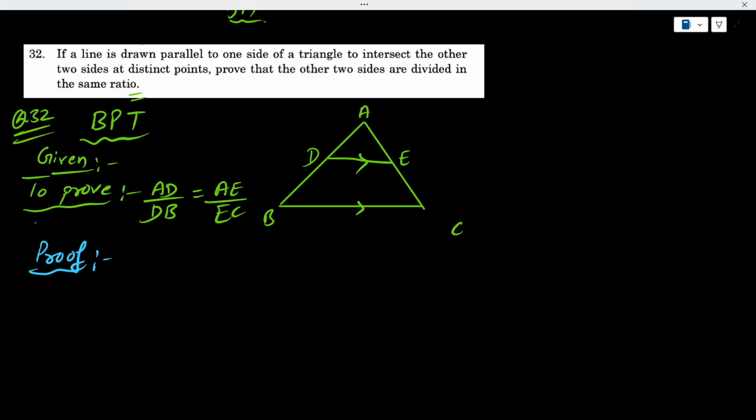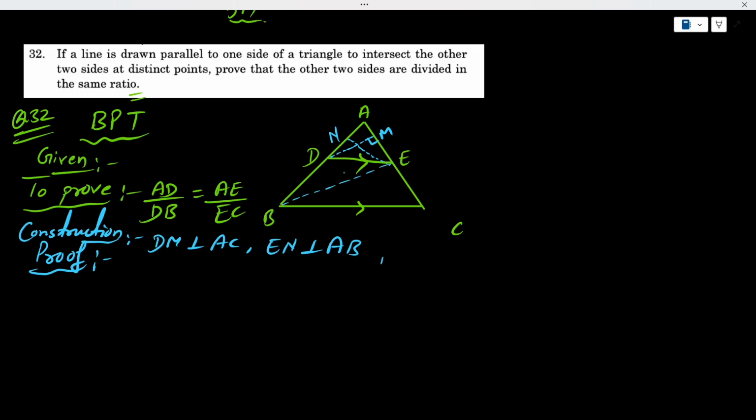After this, a construction is also required. What do you do in construction? This part you have to remember, right? Construction: you draw DM perpendicular on AC and then EN perpendicular on AB, right? So I take DM perpendicular to AC, and EN perpendicular on AB, and then you join BE and CD. Please draw a neat figure here.